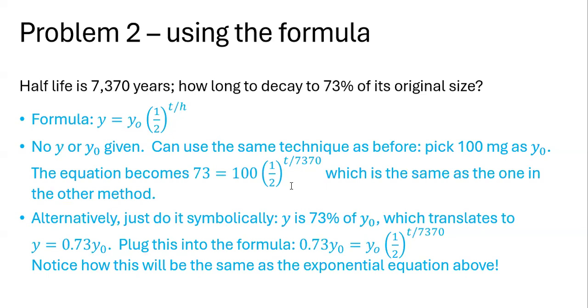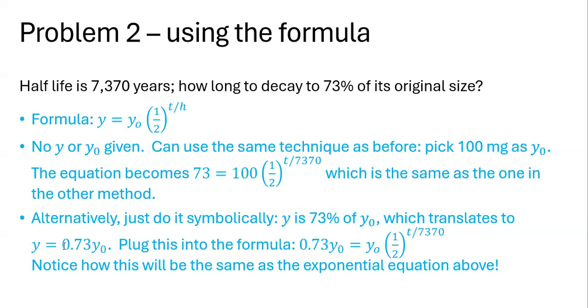Or alternatively, we can just do it symbolically, because it doesn't matter what our initial value is, our final value is 73% of the initial value. So let's translate that into an equation. That's what I said over here. y is 73% of y0, so as an equation, y equals 0.73 y0.